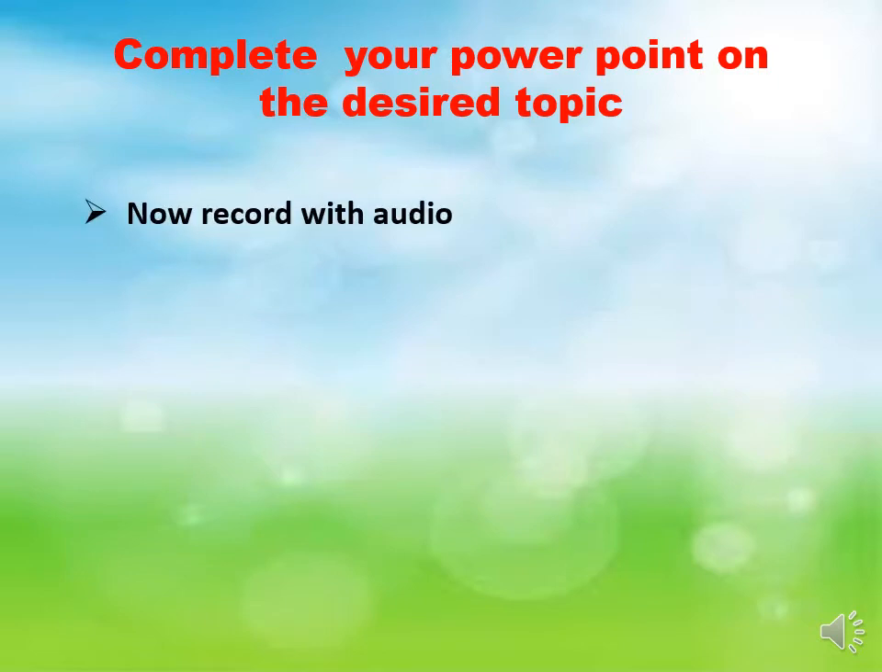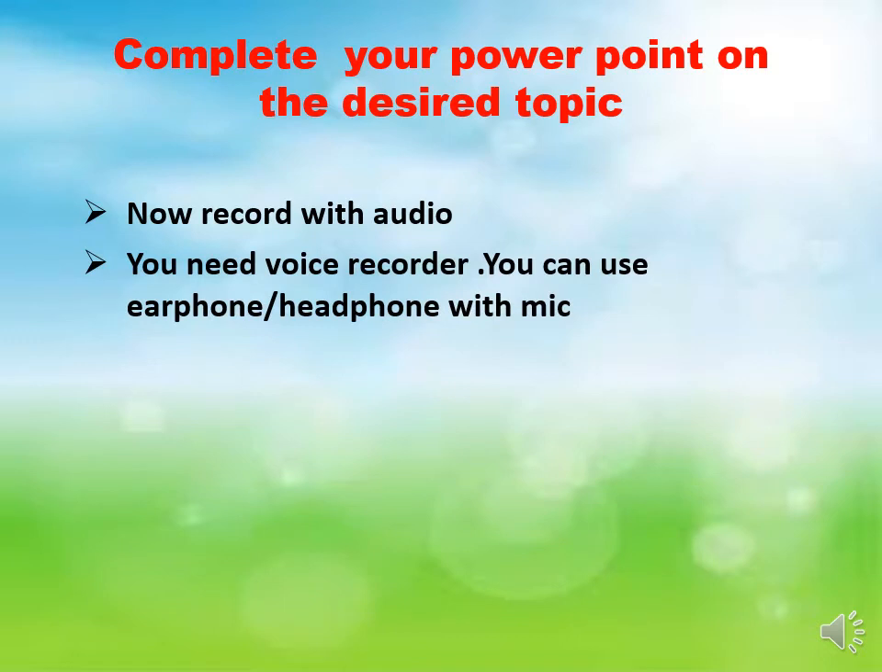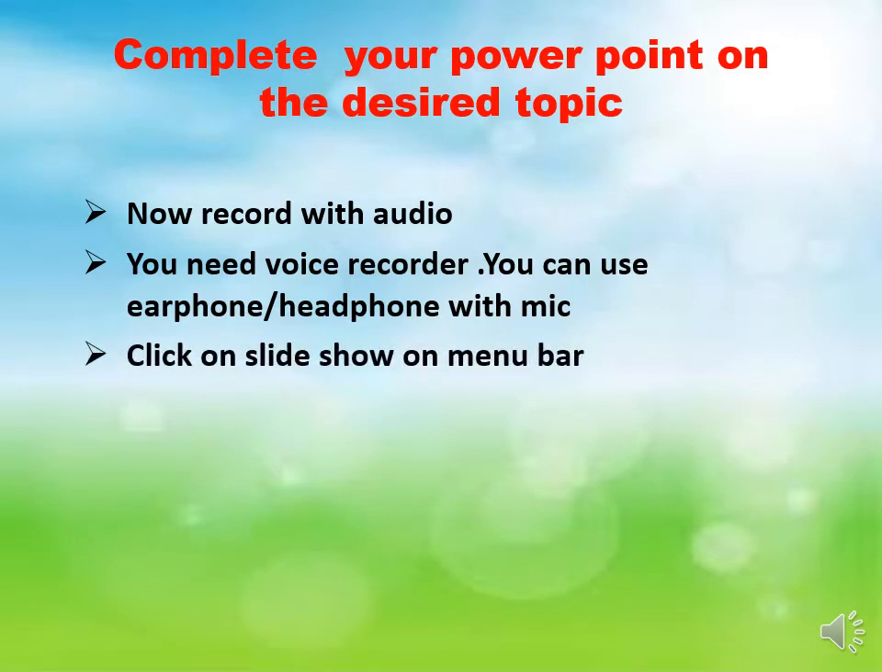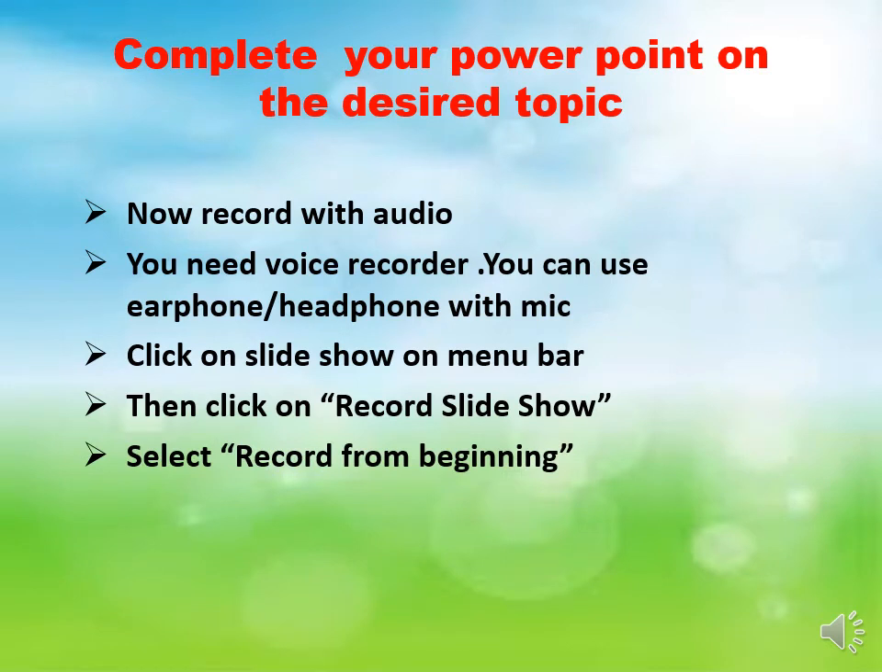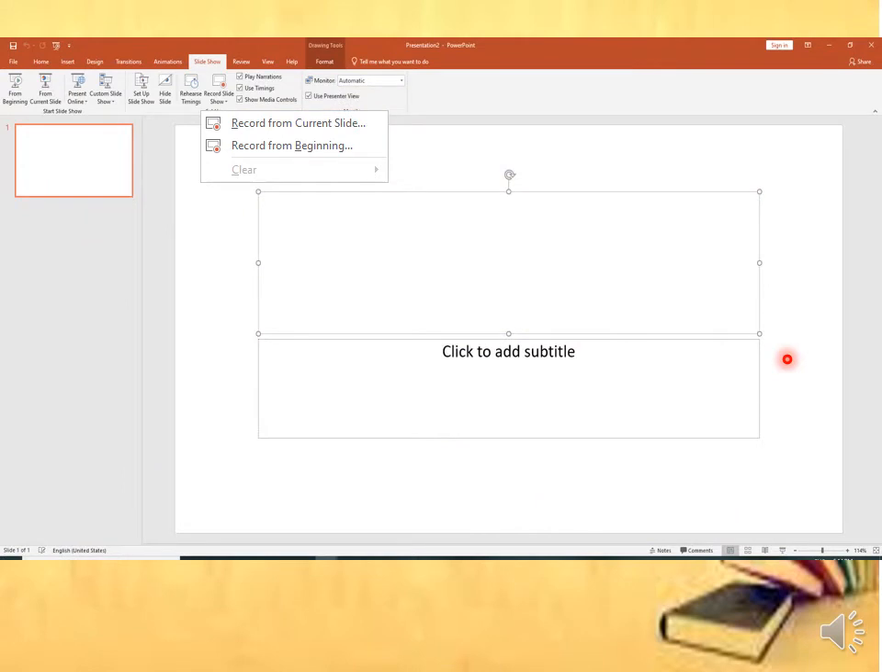Now, record with audio. You need voice recorder. You can use earphone or headphone with mic or etc. Click on slideshow on menu bar. Then click on record slideshow option. Select record from beginning. For this above action, see next slide. You have to click on slideshow first, then click on record slideshow button, then select record from beginning option.